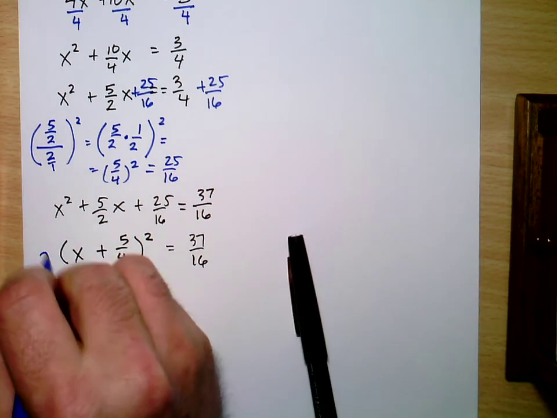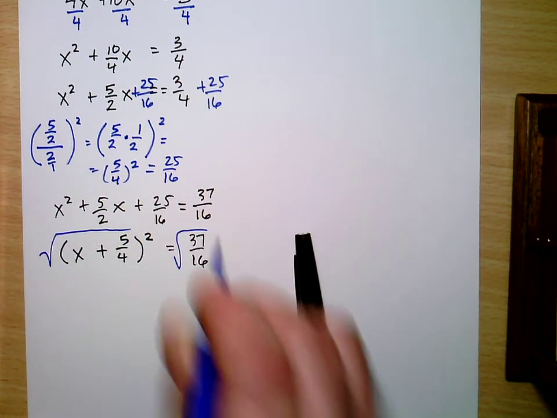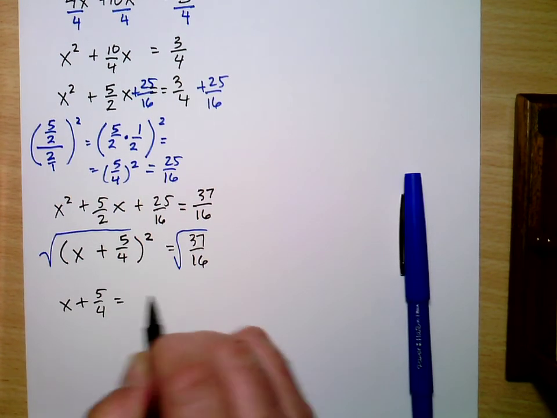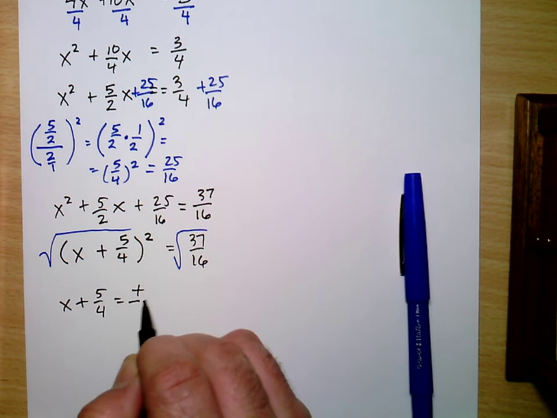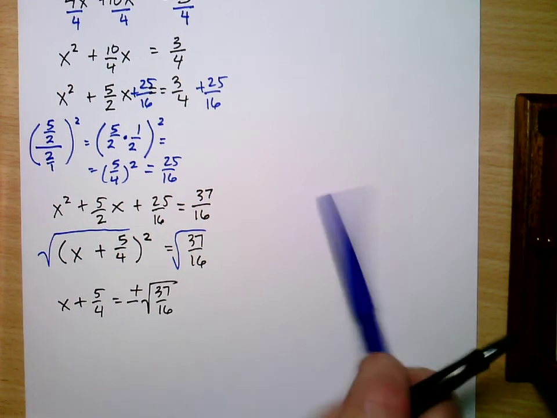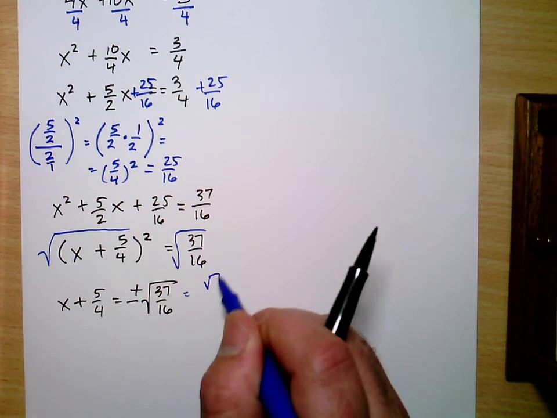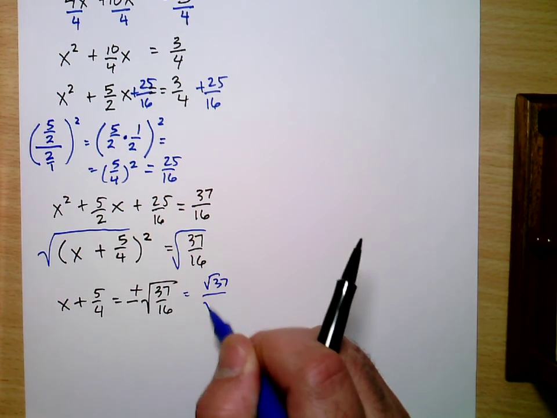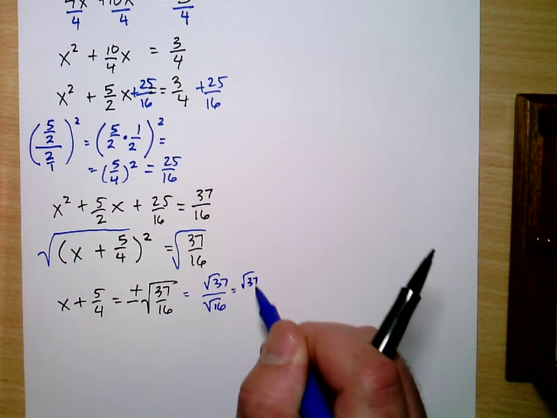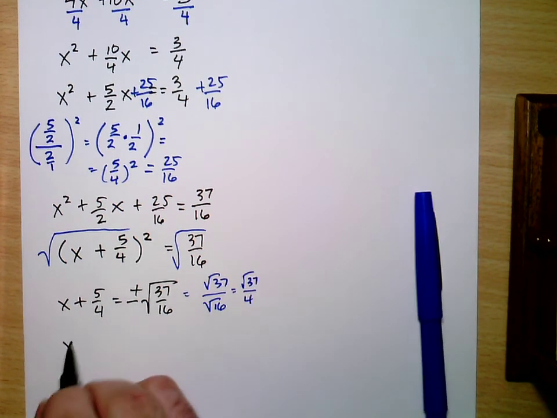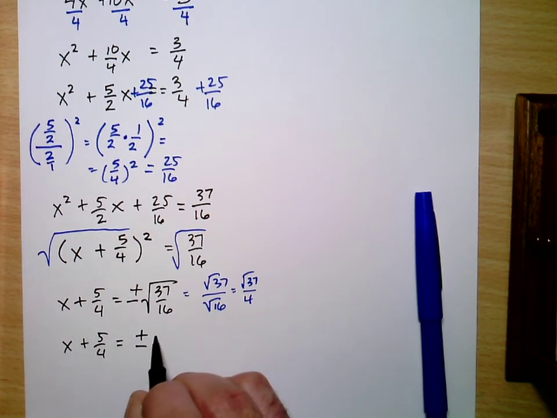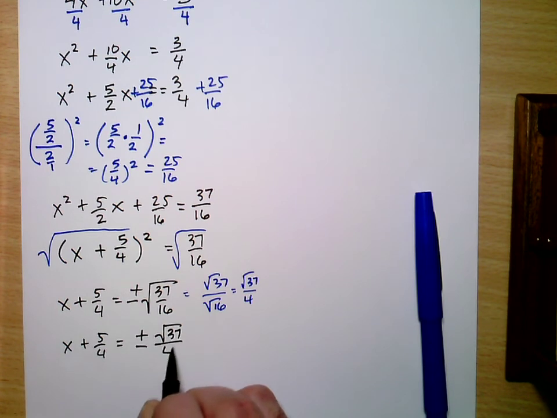We're going to take the square root of both sides. So here we're going to have x plus 5 fourths equals the positive and negative square root of 37 over 16. Now let's simplify that. Remember that the square root of 37 over 16 can become the square root of 37 over the square root of 16. And since this is 4, it's the square root of 37 over 4. So this is x plus 5 fourths equals the positive and negative square root of 37 over 4.